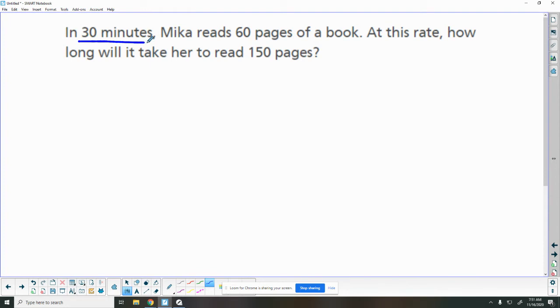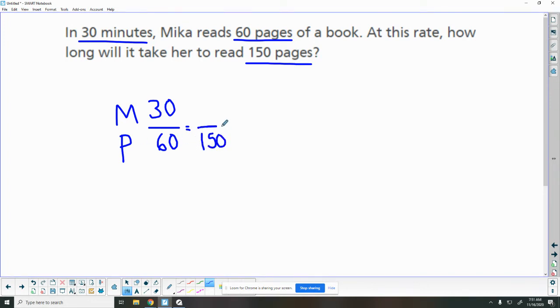In 30 minutes, Micah reads 60 pages. So now we're comparing minutes to pages. In 30 minutes, she does 60 pages. At this same rate, how long will it take her to read 150 pages? Pages goes on the bottom. So now we're going to 150, and I'm looking for the minutes.